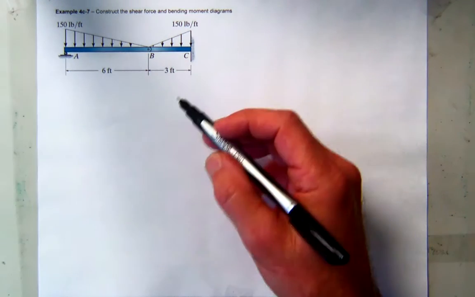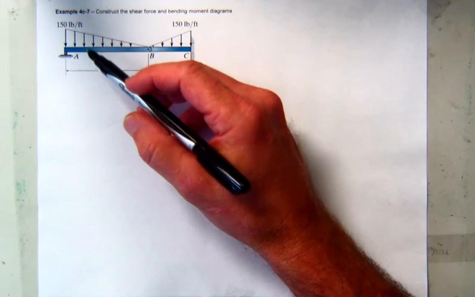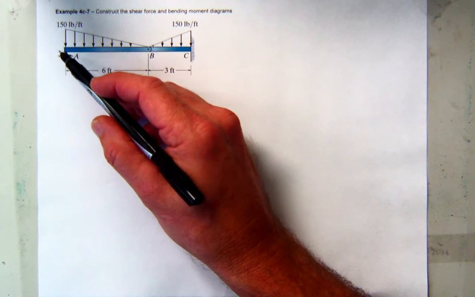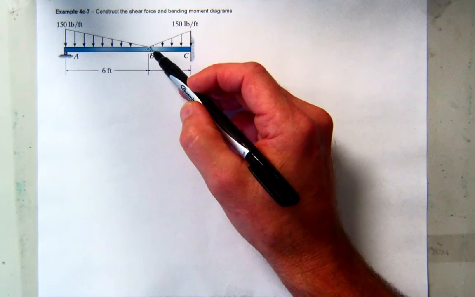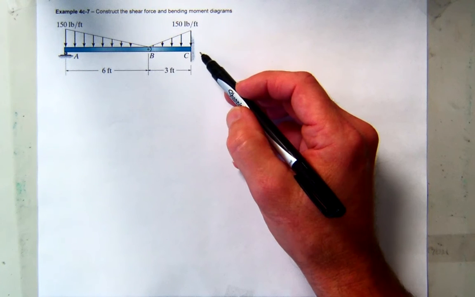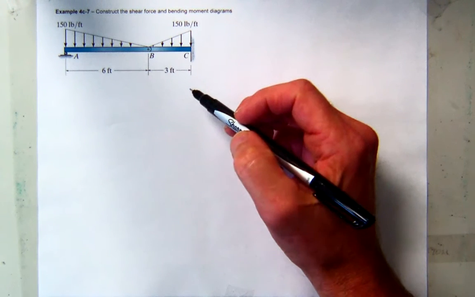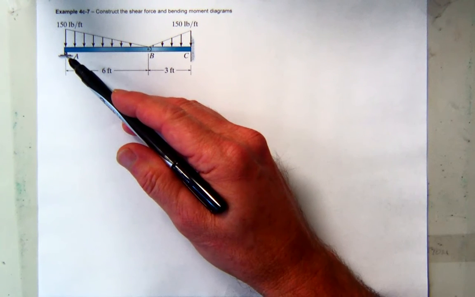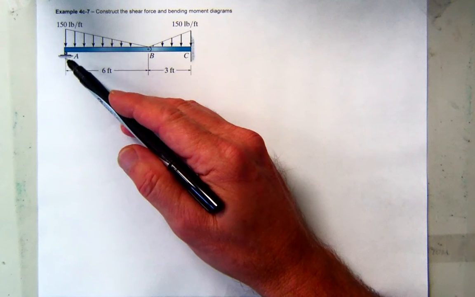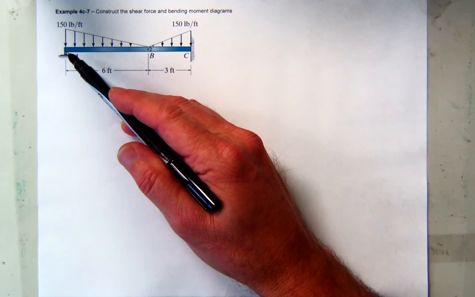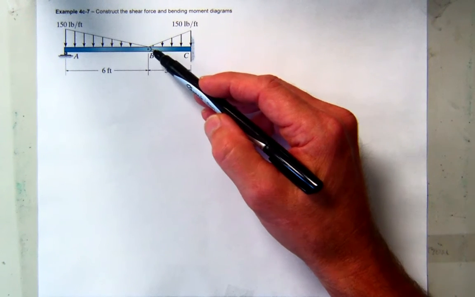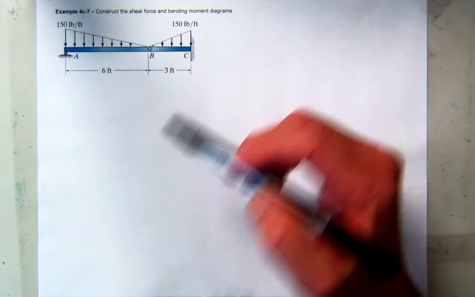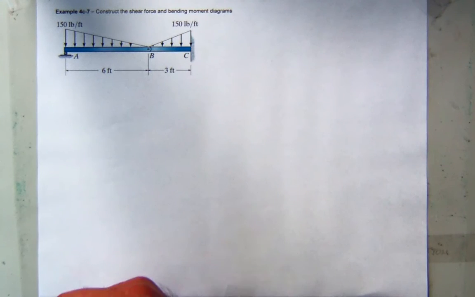Okay, so here's a problem. Let's look at it quickly and see what we know. So looks like A is going to be a roller, B is a hinge, and then C is a fixed connection. So we've got to do some work before we can even get started to know what the shear and moment at A, what the shear and moment at B, and what the shear and moment at C are. So it's not a difficult problem, but it's not trivial to find all those reactions.